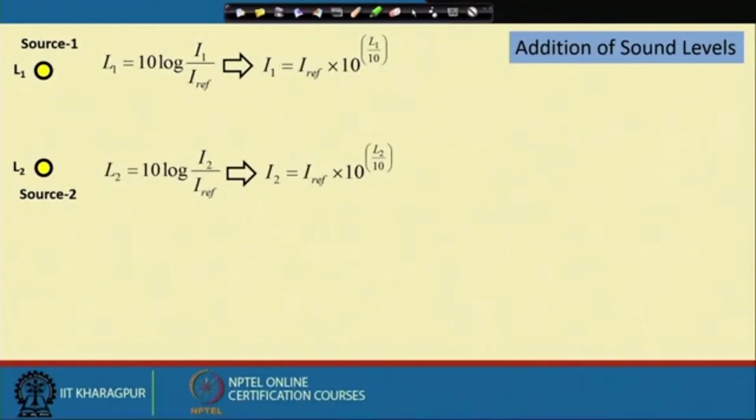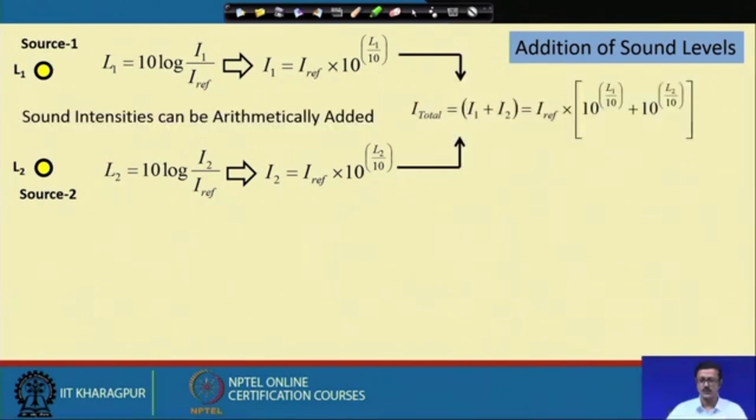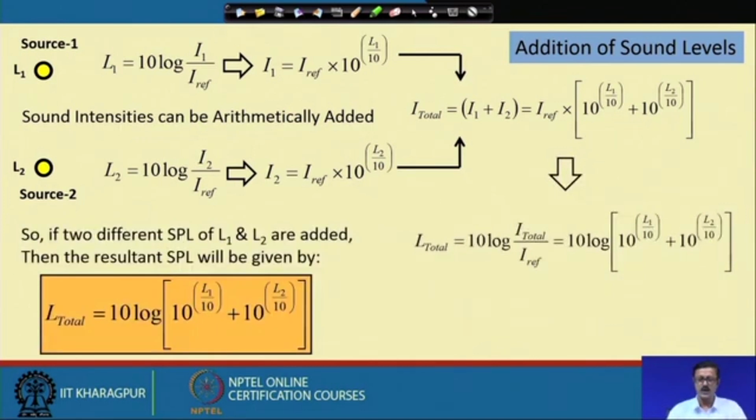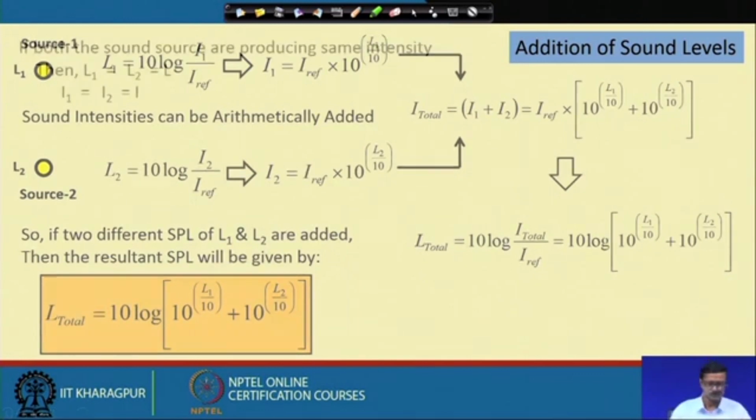So, here also I have to add I1 and I2 arithmetically, and then I1 and I2 give me a new I total, the new intensity, and then I will put it into the formula, and finally the value will be L. The total intensity is this, and the final level will be this, where one part comes from intensity 1 and the other from intensity 2, and if you provide I total by I reference, you will get the total level.